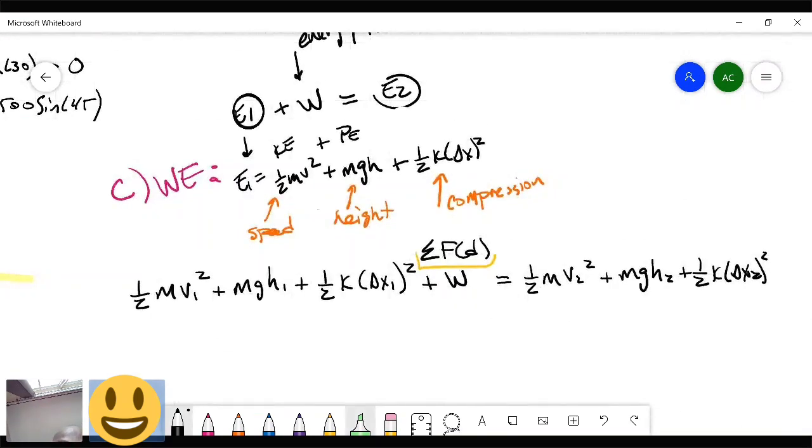This monster of an equation applies to everything. It's the full work energy equation, and you will just use this and use this and use this. Are you with me? Now, it looks really, really intimidating when I write it fully like that. That's why I don't like to write it all out.